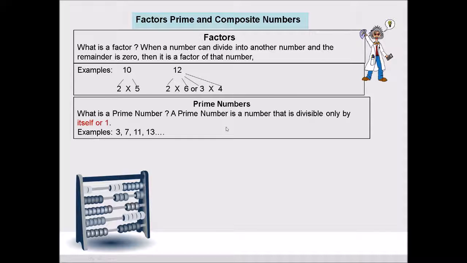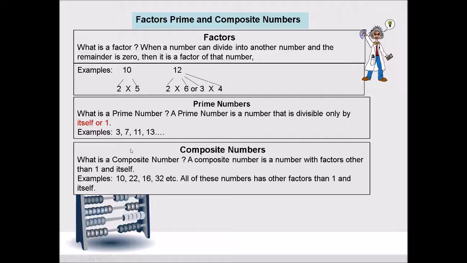Now what is a prime number? A prime number is a number that can only be divided by itself or by 1. Example, 3, only 3 times 1. 7, only 7 times 1. 11, only 11 times 1. And so there are going to be quite a number of numbers that have the same property. They do not have any other factors than itself and 1.